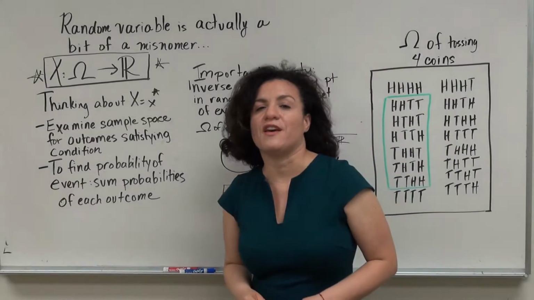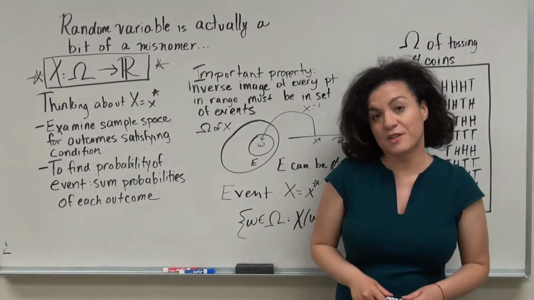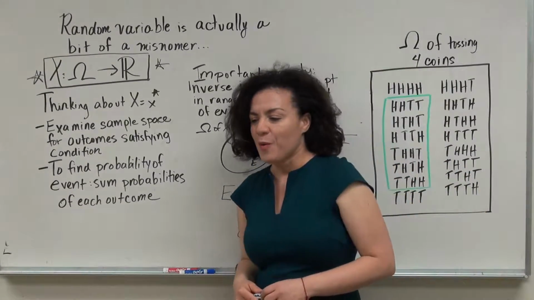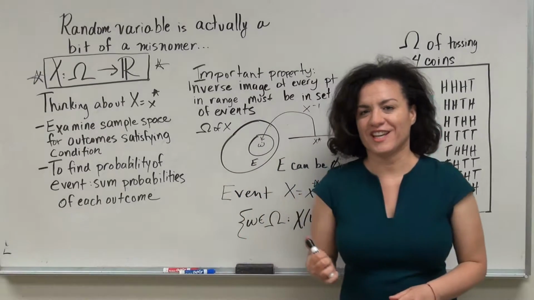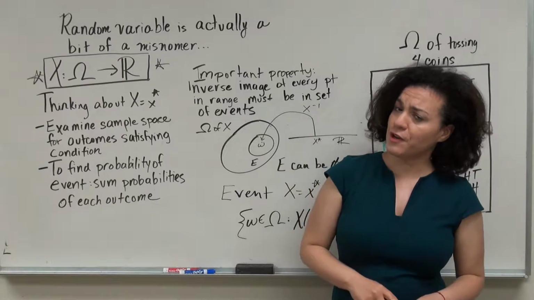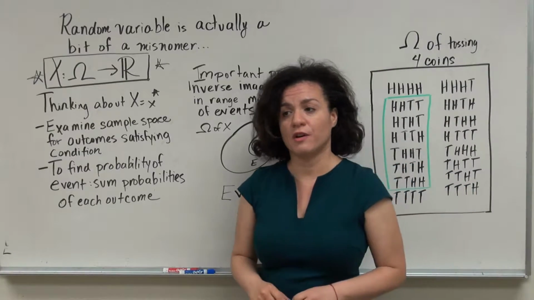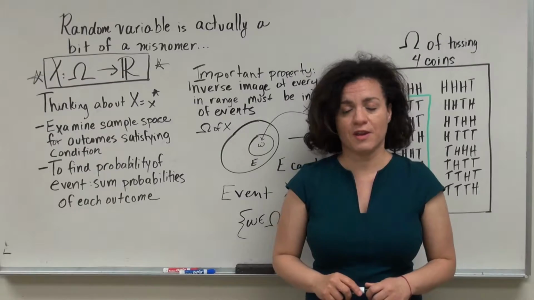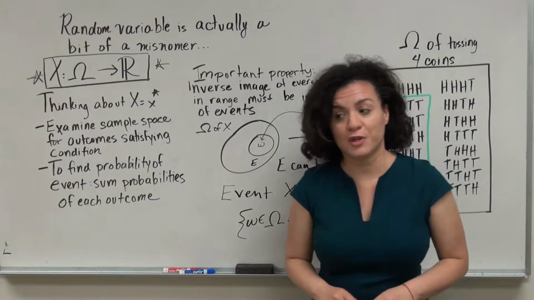This is a quick video on random variables and how we can use them to solve problems. When I was a graduate student, Professor Liggett started his lecture on random variables with the following quote: "Random variable is actually a bit of a misnomer, for a random variable is neither random nor variable." There's so much truth to this.